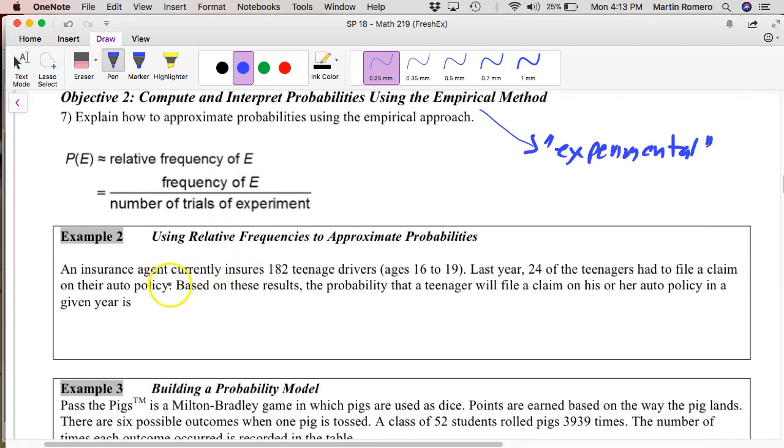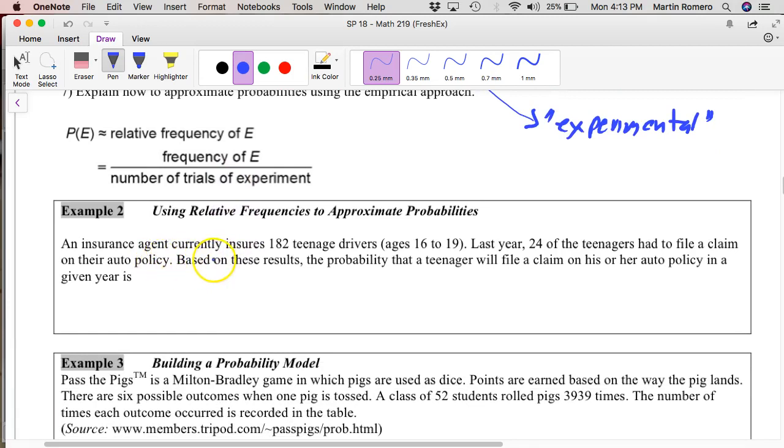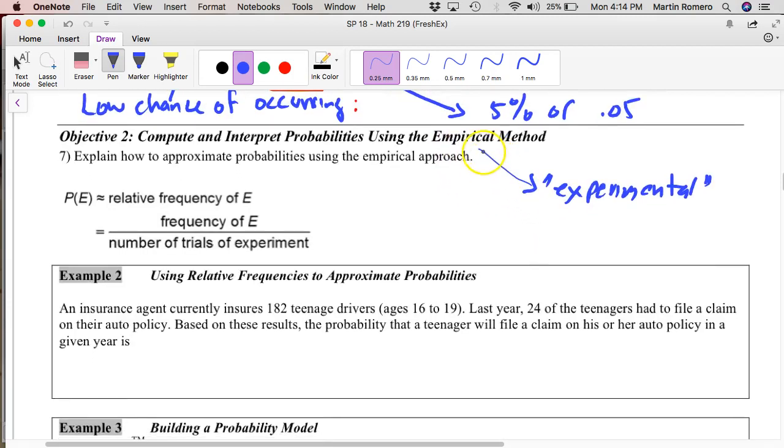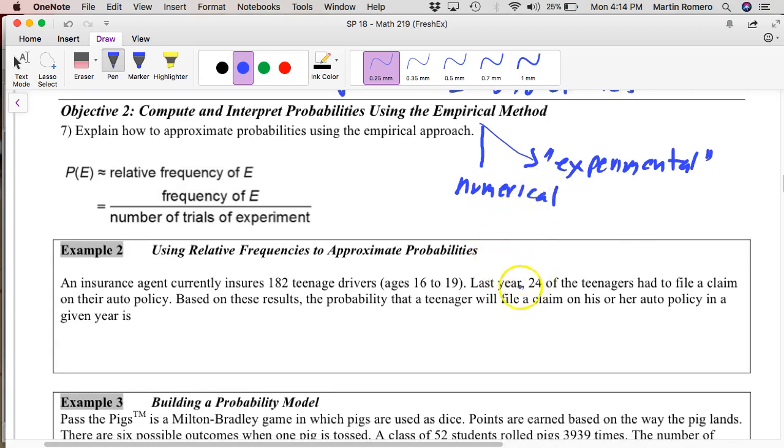So for example, in this first example, an insurance agency currently insures 182 teenage drivers. Last year, 24 of the teenagers had to file a claim on their auto insurance policy. Based on these results, because these are empirical data, that's the empirical, experimental or numerical data. It's just a fancy word, numerical or experimental. Last year, 24 of the teenagers had to file a claim.